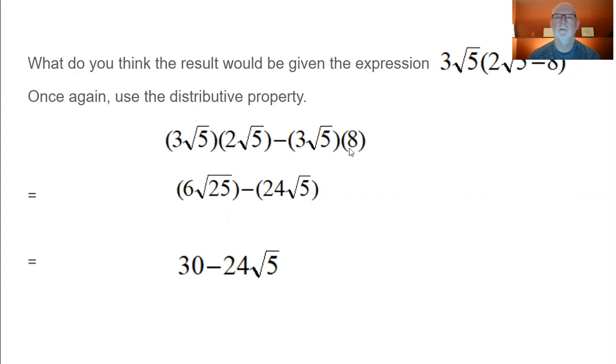3 root 5 times 8. So we're multiplying a radical term by an integer. We would multiply the coefficient by the integer. 3 times 8 is 24. We have 24 root 5. Square root of 25 is 5, and then take that, 5 times 6 is 30. So our final answer would be 30 minus 24 root 5. So using the distributive property as we would in algebra.